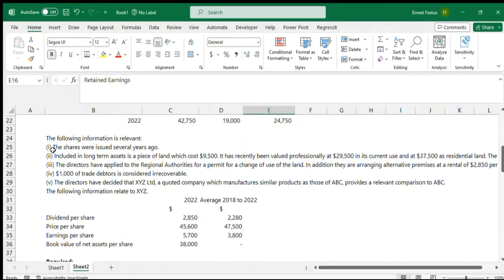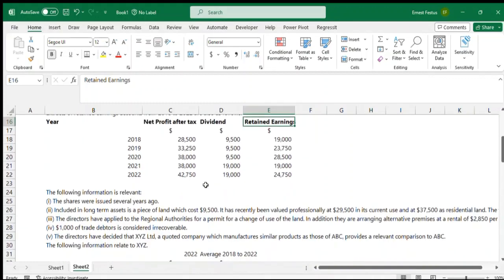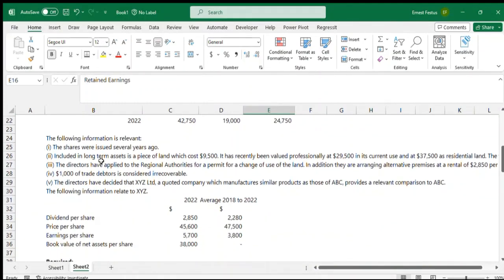One, the shares were issued several years ago. Which shares are they talking about? They are talking about the 5,000 ordinary shares of no par value. Two, included in the long-term assets is a piece of land which cost $9,500. It has recently been valued professionally at $29,500 in its current use and at $37,500 as residential land.